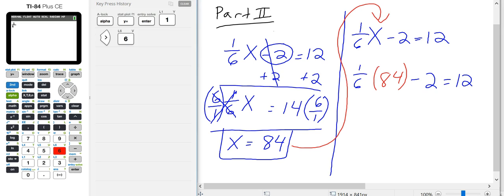1 over 6, type a 6 for the denominator. Then the right arrow to go out of the fraction. Now we're next to the fraction. So we're multiplying this. You can either do parentheses or a times sign. I'm going to do parentheses. 1/6 times 84. Close the parentheses and enter.